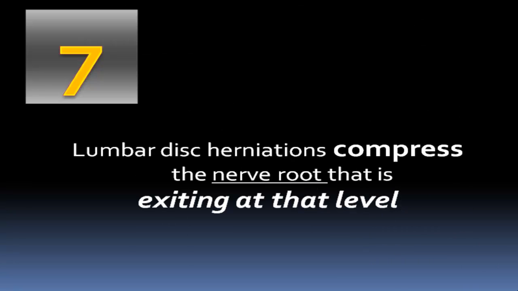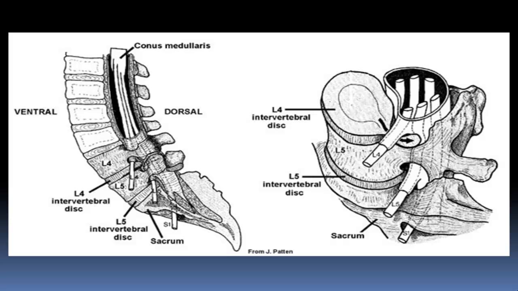Number 7, lumbar disc herniations compress the nerve root that is exiting at that level. Remember that the spinal cord ends at around L2 and the nerve roots dive vertically from that point. Their exit crosses the disc of the upper level, meaning that at the L4 and L5 disc, the L4 nerve root exits and crosses the disc.